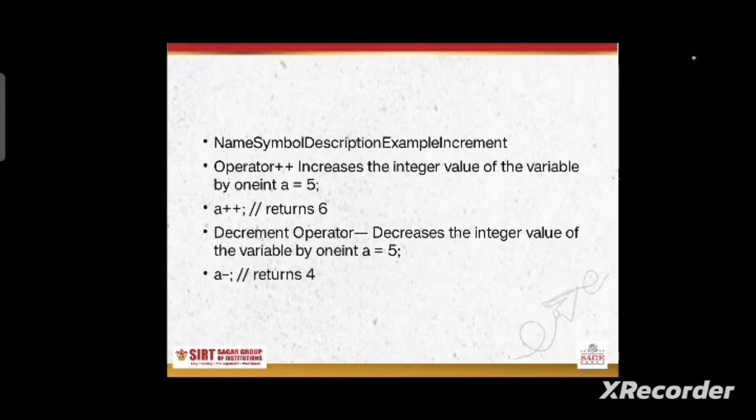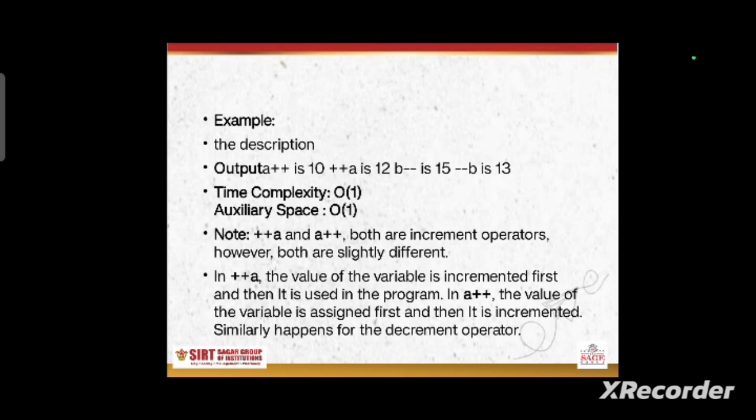And for the decrement operator, if we use the minus minus sign, for example, if I give the value a equals 5, and if we apply a minus minus, then it will give the result 4. So this is what the increment and decrement operators are.